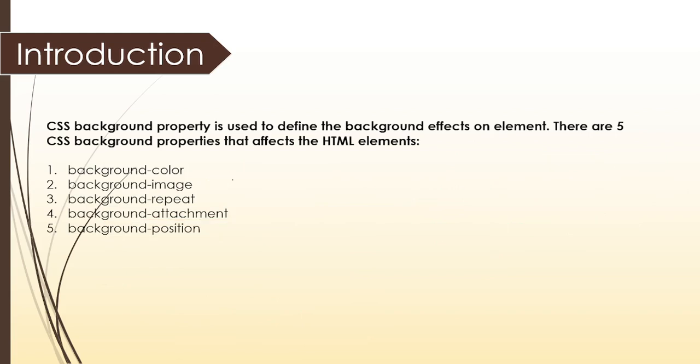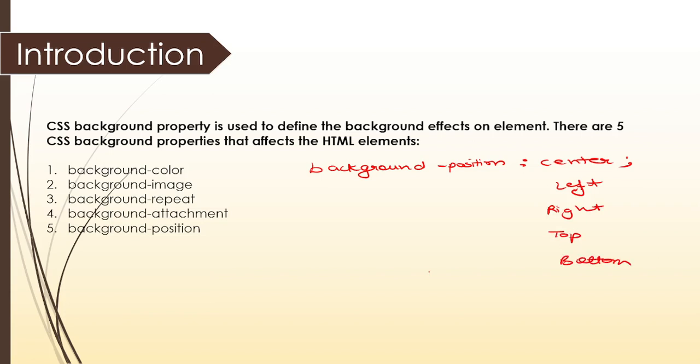So for background position, we have basically five properties. And how to write this? Let me just tell you first. Background position colon. First you can use is center. Another you can use is left. Another option you have is right. Next option you have is top, and next option you have is bottom. One, two, three, four, five. So background position has basically five options that you can use.